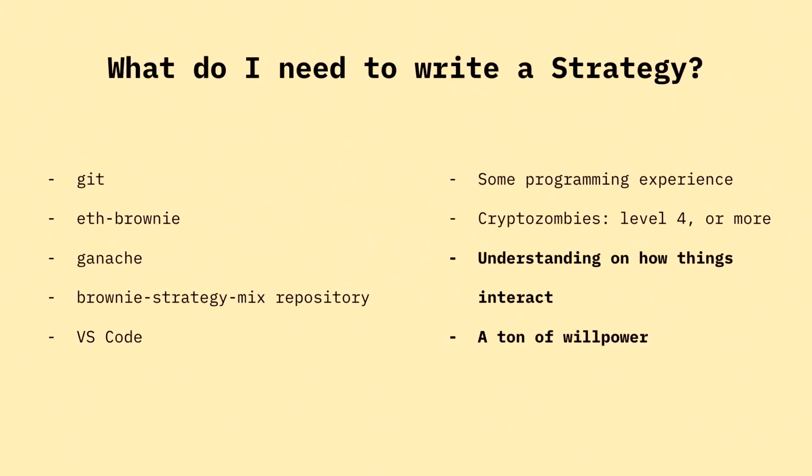Okay, first, what do you need? Basic stuff. Git, ETH Brownie, Ganache, it's what we use. The Brownie Mix repository. This is actually a template that you can use and has a lot of work already done. And I use VS Code. When I wrote my strategy, I had some programming experience. I only did Crypto Zombies level 4. That was my Solidity knowledge. Pretty basic, so anyone can do it.